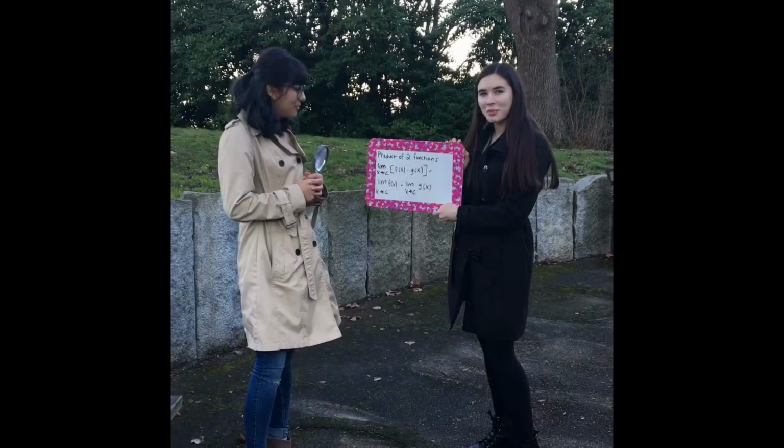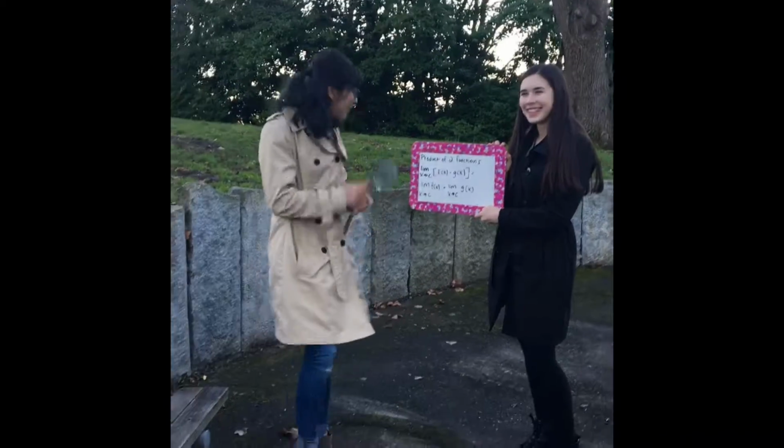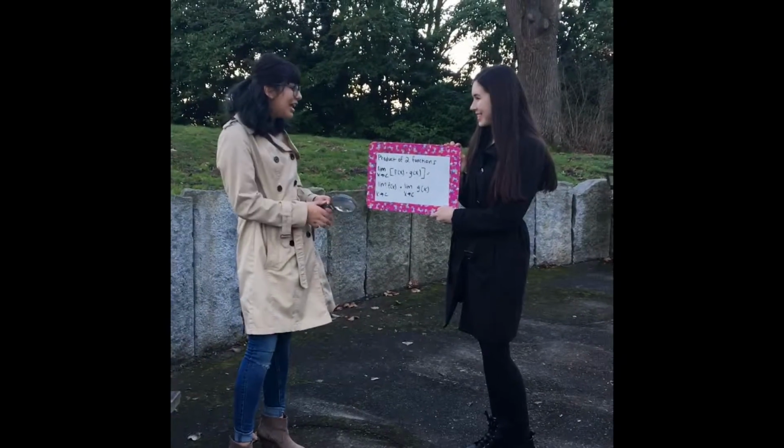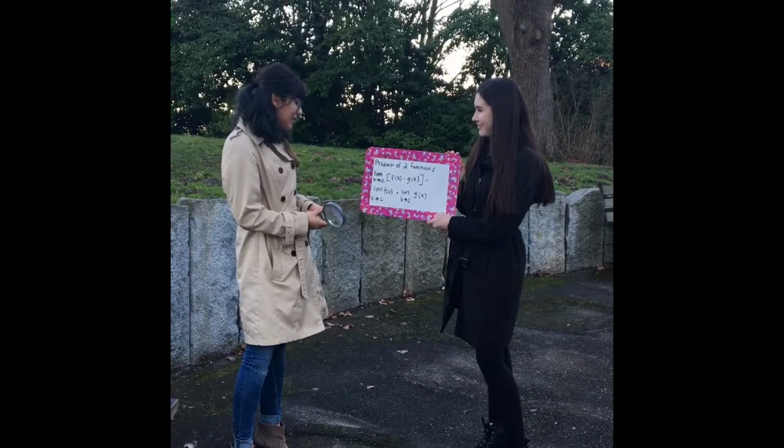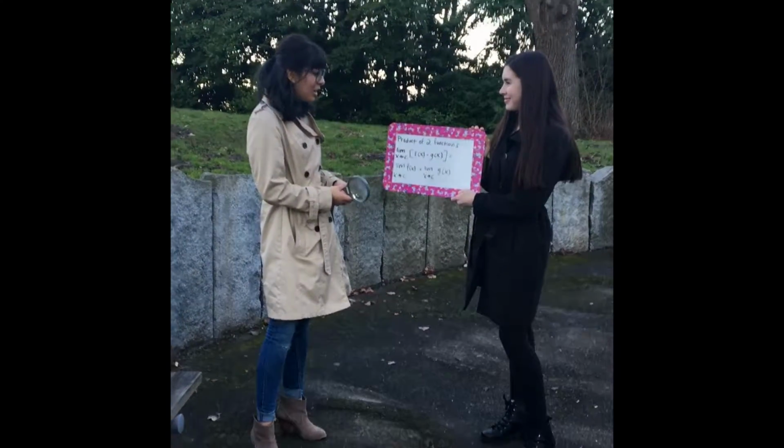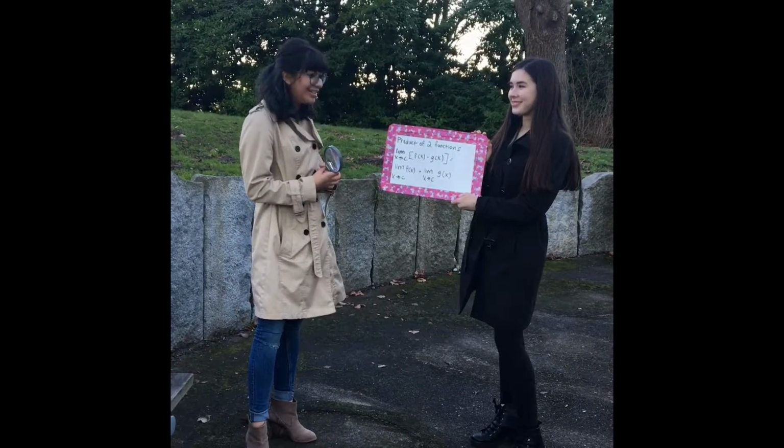Here is the product of two functions. Here we have the limit as x approaches c of f of x times g of x, and that equals the limit of f of x as x approaches c times the limit of g of x as x approaches c.